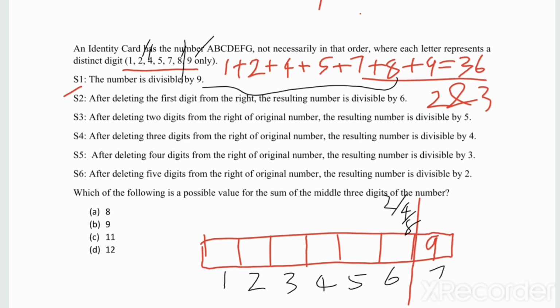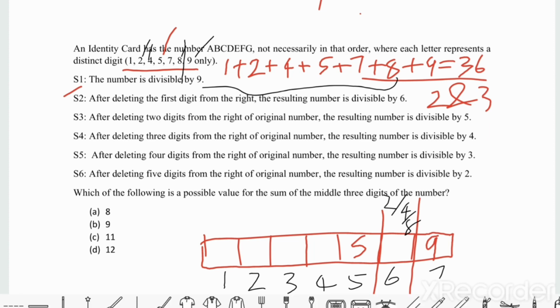Now see the third statement. After deleting 2 digits from the right of original number, the resulting number is divisible by 5. Divisibility test for 5. The last digit should be either 0 or 5. In our lot, there is only 5. Therefore, the fifth digit is 5.